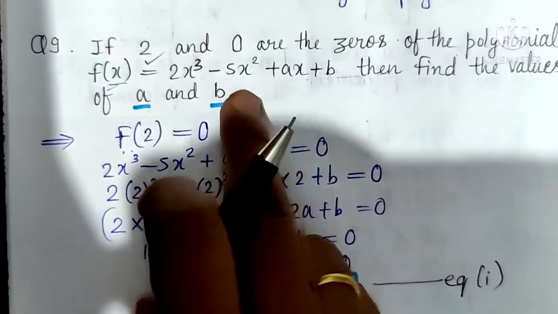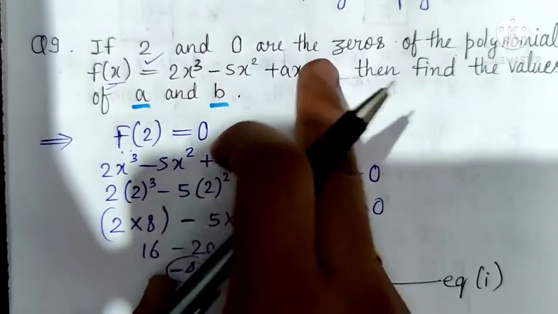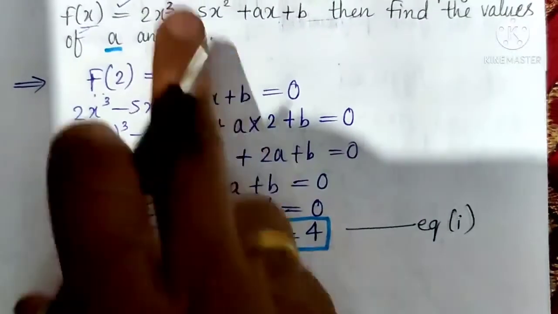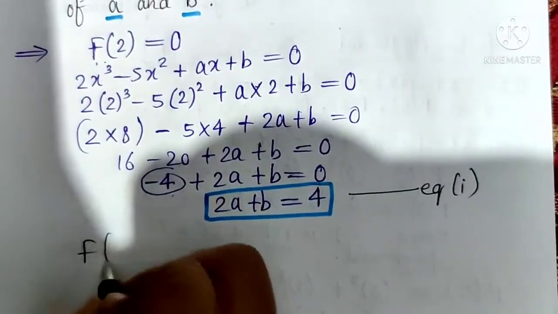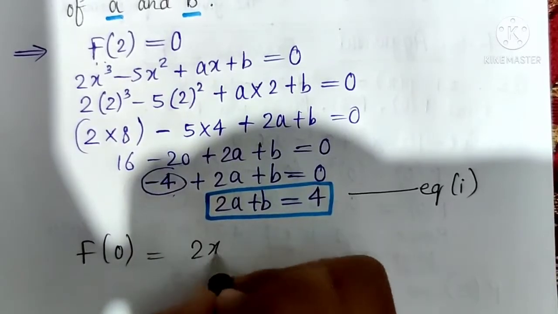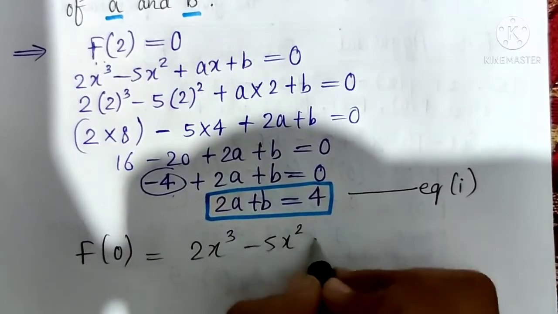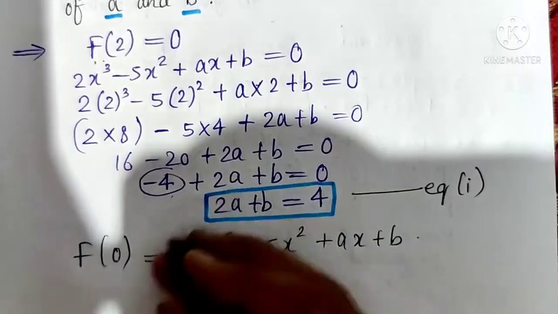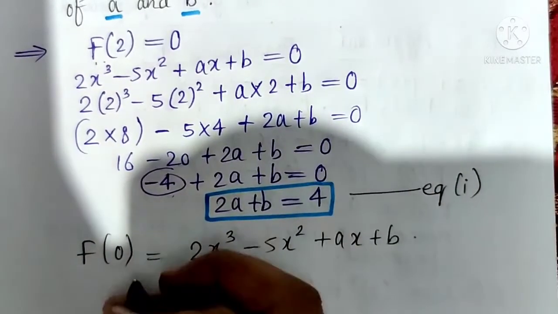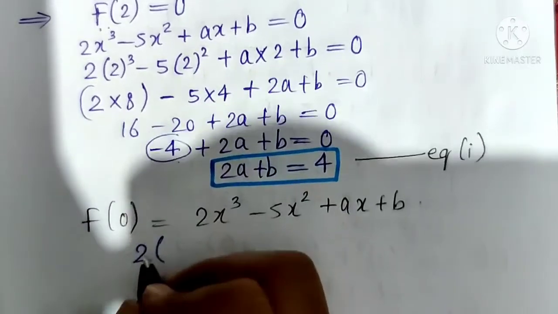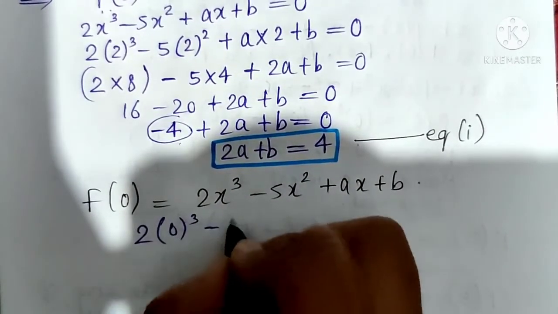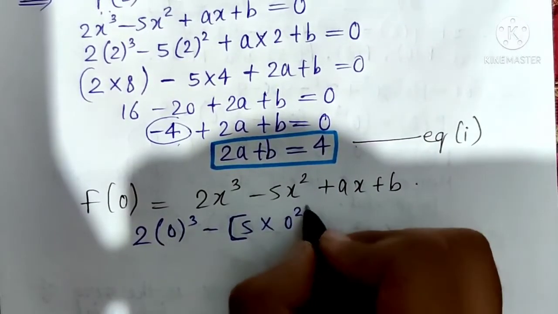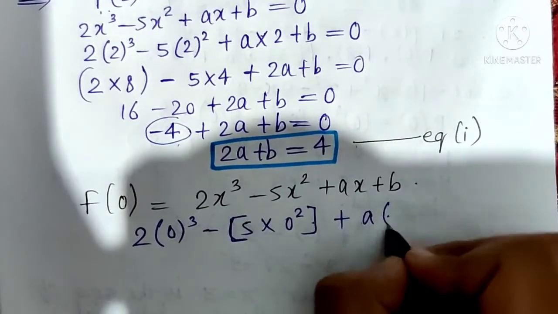Now we are given one more value, that is 0. They are saying 0 is also a zero of the given polynomial. So in this equation we will put 0 now. This time f(0) equals 0, and the polynomial is 2x cube minus 5x square plus ax plus b. In place of x we put 0. What will we write? 2 times 0 cube, minus 5 multiplied by 0 square, then plus a times 0, plus b.